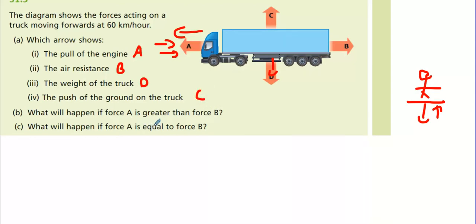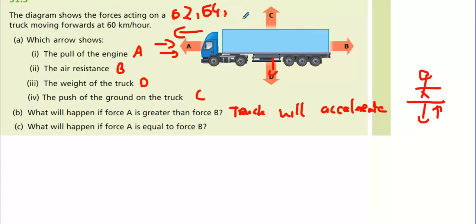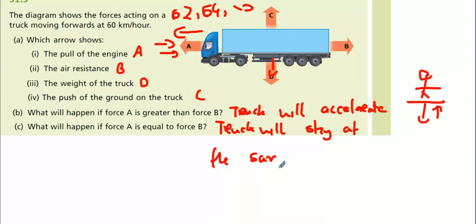What happens if force A is greater than force B? Well, the truck will accelerate. So it's currently going 60 kilometers an hour, but if it starts to accelerate, it could end up on 62, 64, 66. Its speed could go upwards. What happens if force A equals force B? The truck will stay at the same velocity. Is that all right with you guys?